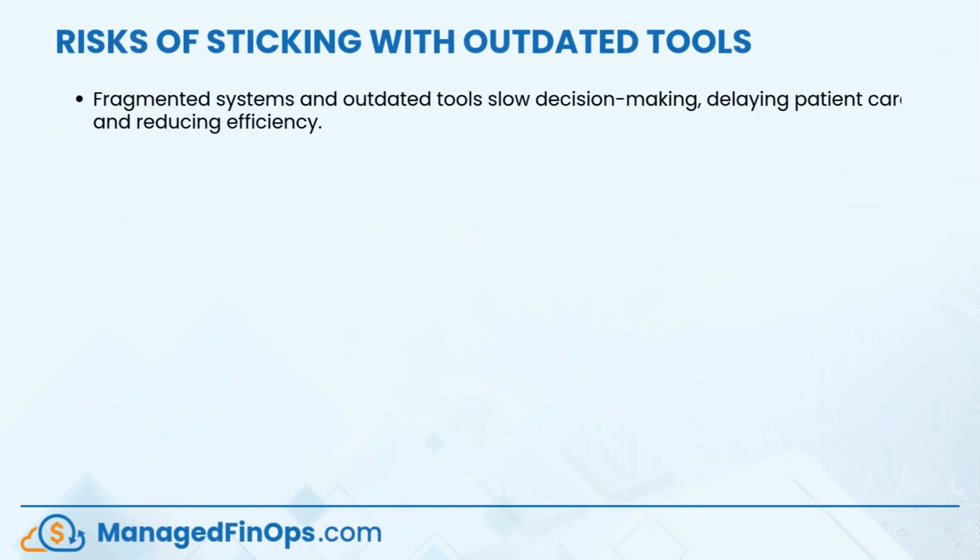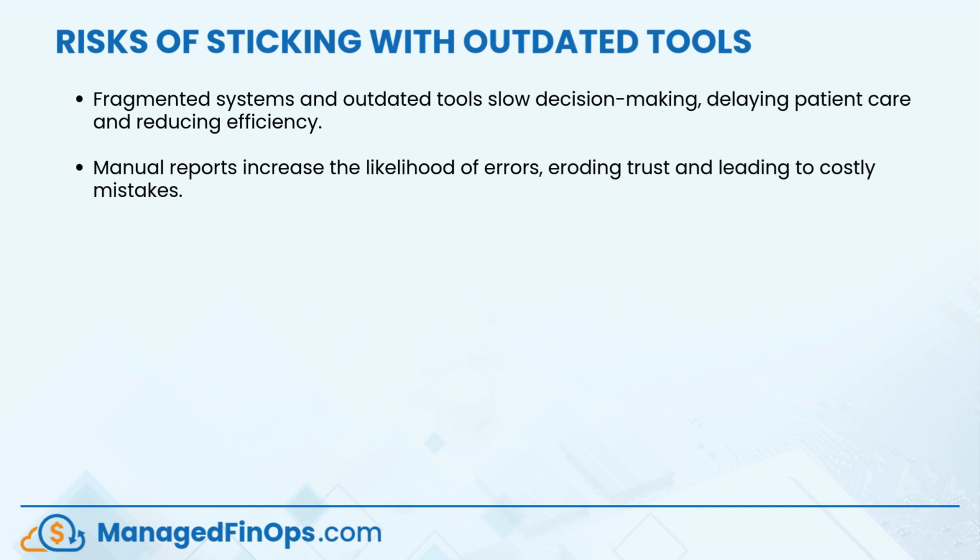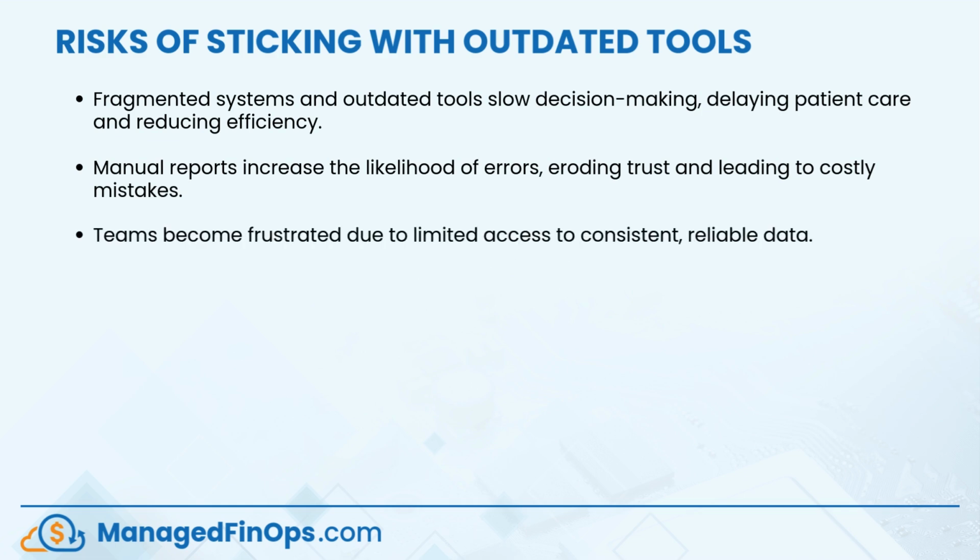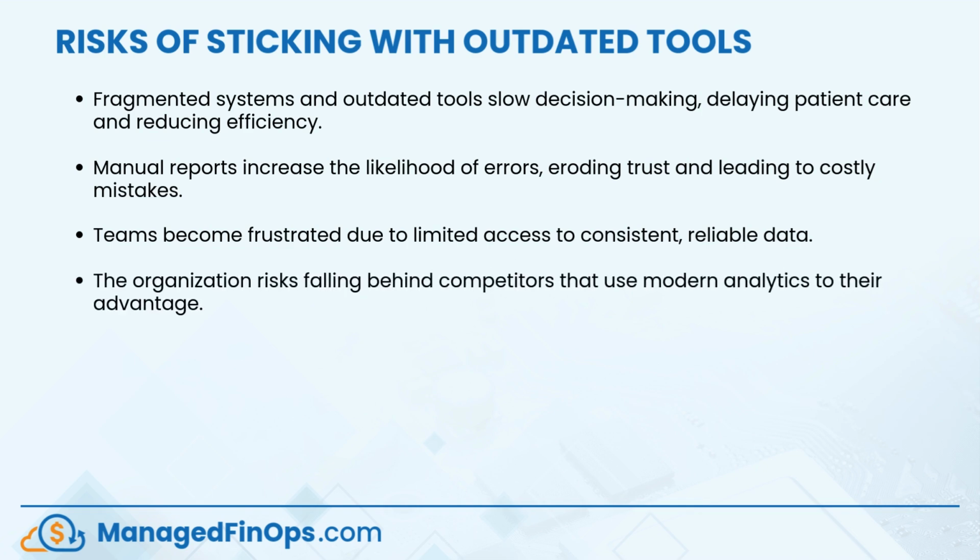Sticking with fragmented data systems and outdated tools has serious consequences. Decisions take longer, creating bottlenecks that delay patient care and reduce operational efficiency. Errors creep into manual reports, eroding trust and potentially leading to costly mistakes. Teams grow frustrated with their inability to access or align on reliable data, and the organization risks falling behind more agile competitors who have embraced modern analytics.